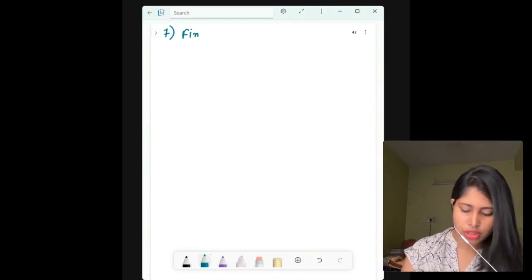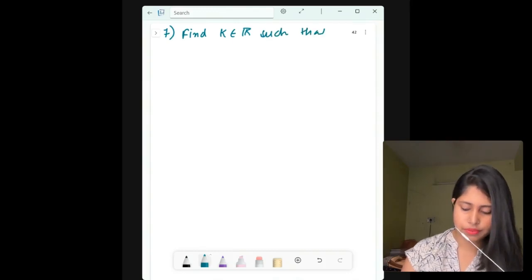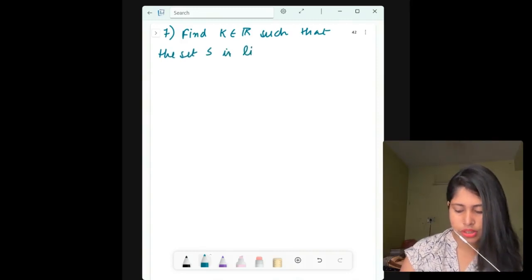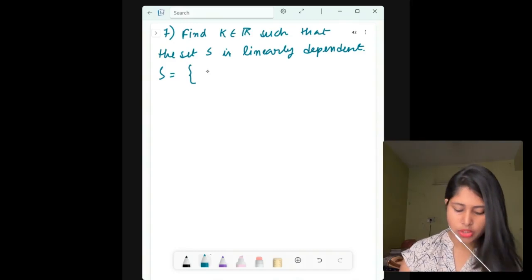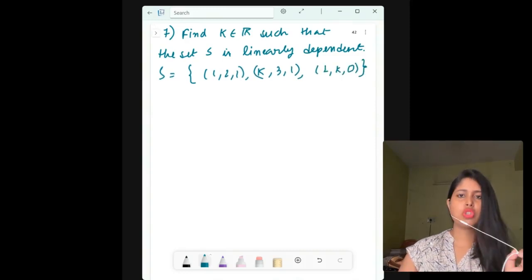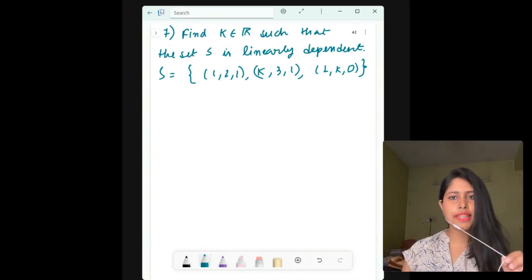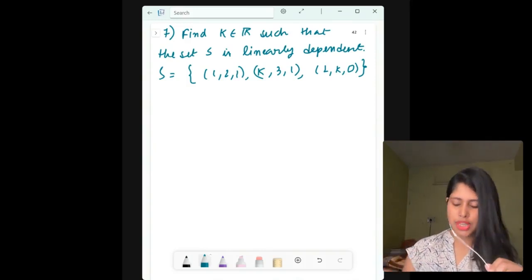Find K belonging to R such that the set S is linearly dependent. Set S is given as (1, 2, 1), (K, 3, 1), and the third vector is (2, K, 0). Okay, so this is given to us, and for linear dependence we need a non-trivial solution. So we will write c1 alpha 1 plus c2 alpha 2 plus c3 alpha 3 equals the 0 vector. So let me write it.